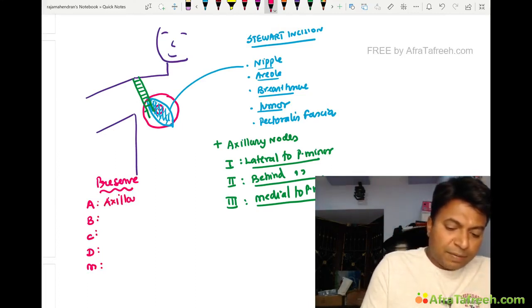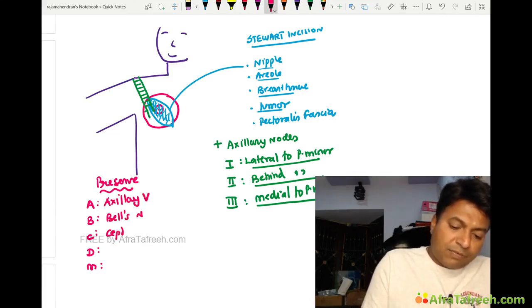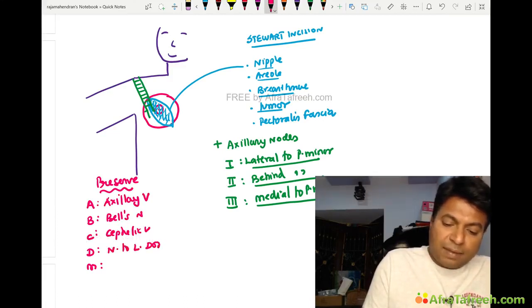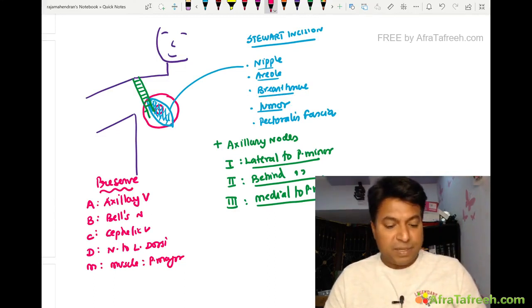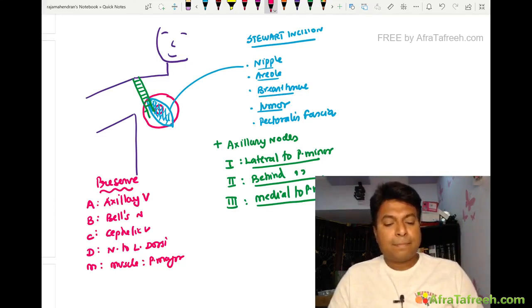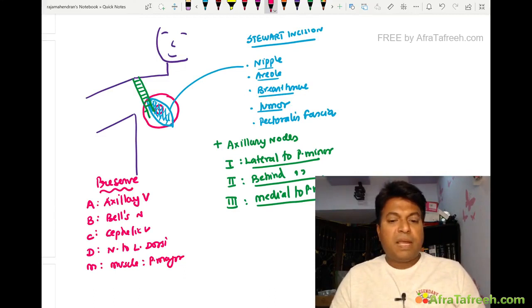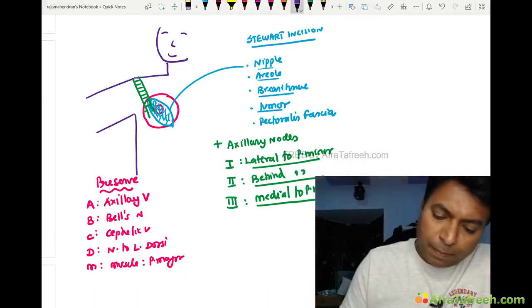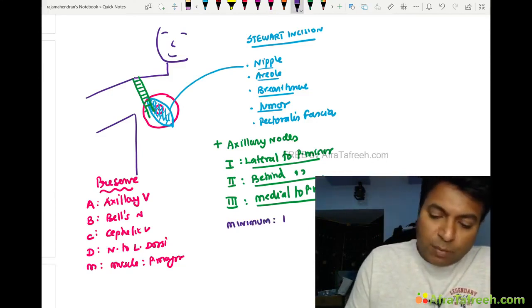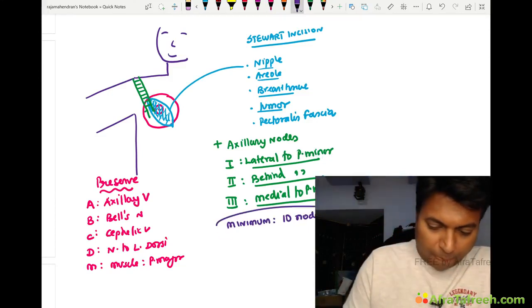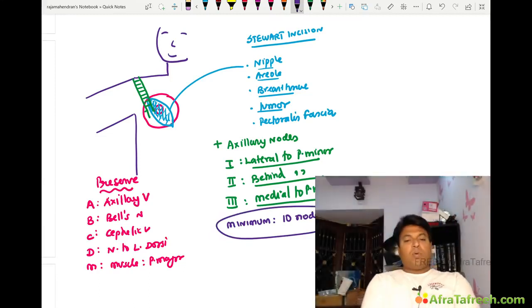Axillary vessels, Bell's nerve, cephalic vein, nerve to latissimus dorsi, and one muscle, that is the pectoralis major muscle. So these are the structures I will preserve. Minimum how many nodes will be removed? If you are a good surgeon, you should remove a minimum of 10 nodes.